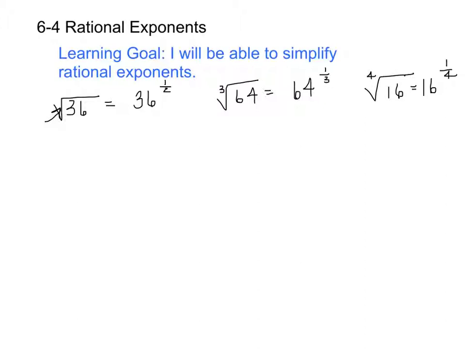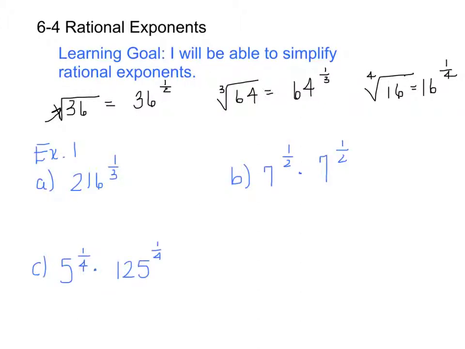Okay, so let's try some examples. Okay, so first thing you want to do, convert it to a radical. So remember, to the 1/3 means cube root. And what is the cube root of 216? 6.